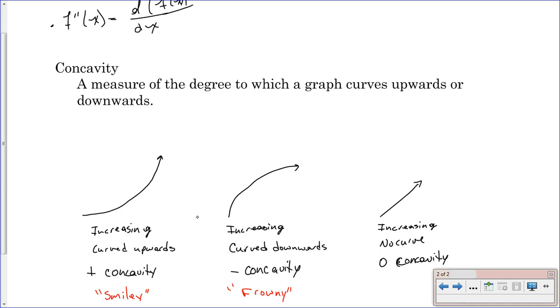So positive concavity kind of looks like a smiley face. Negative concavity looks like a frowny face. And if it is a linear graph, it has no curve, therefore has zero concavity.